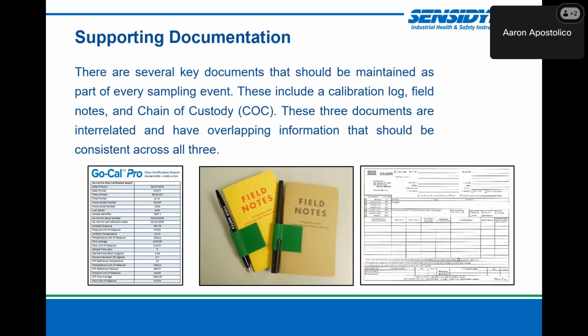Now, these are all key documents that should be maintained as part of every sampling event. So again, these include that calibration log, those field notes, and your chain of custody. Now, these three documents are really interrelated and have overlapping information that should be consistent across all three documents.